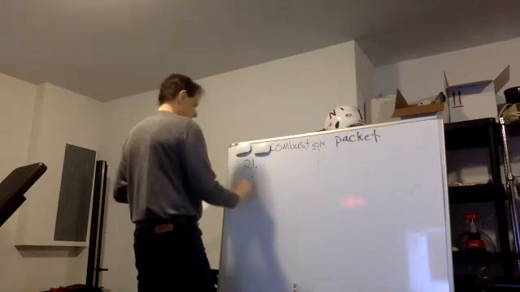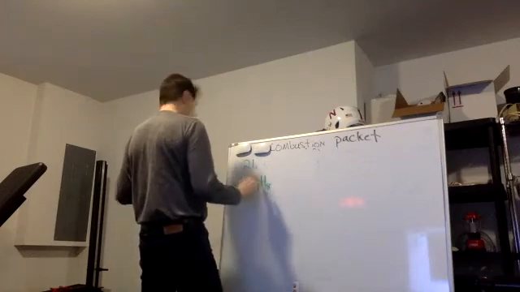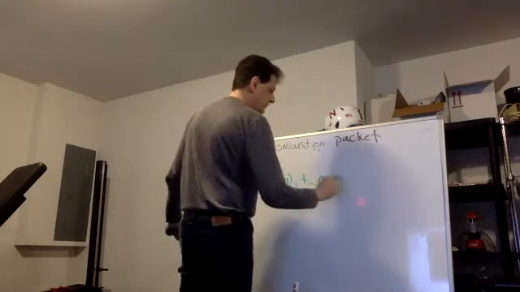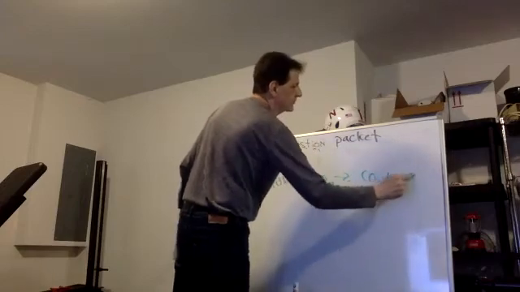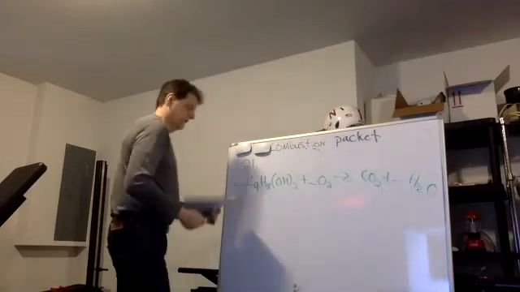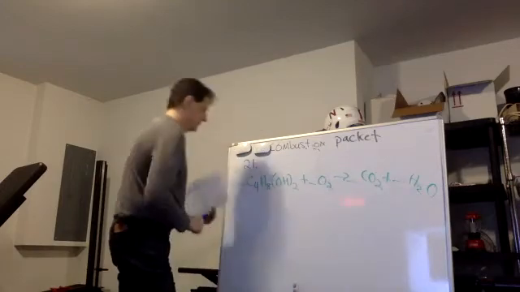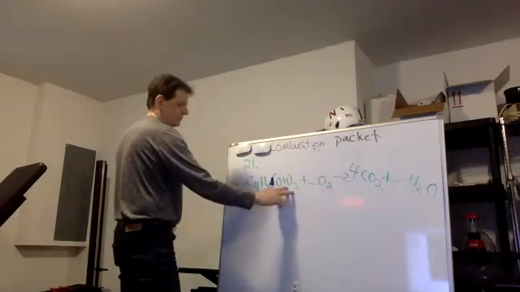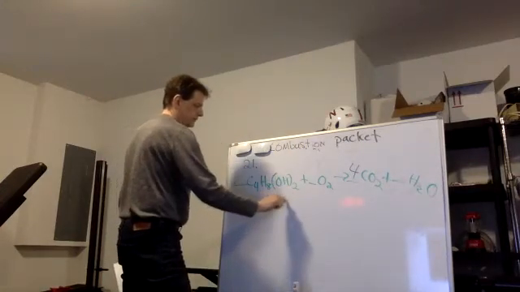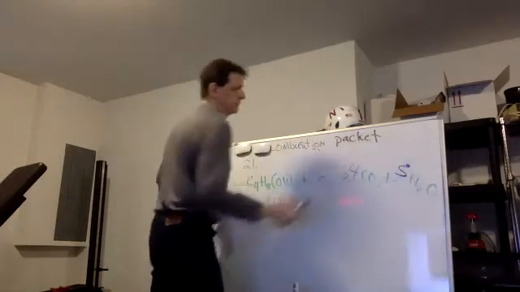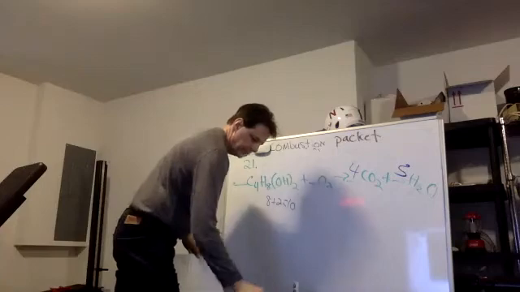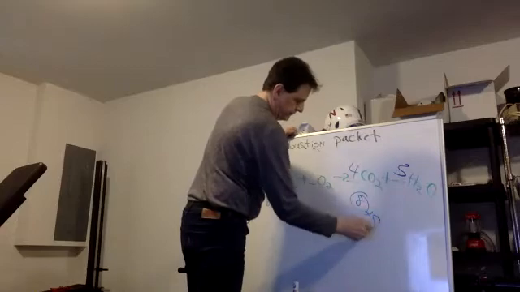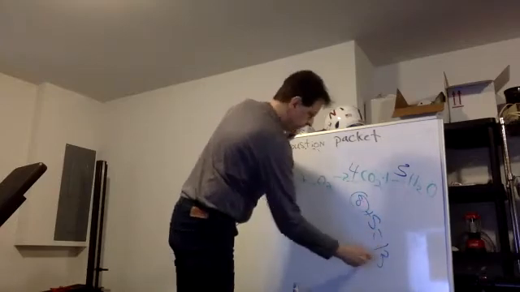C4H8, H2, plus O2 to CO2 plus H2O. All right, 4 carbons here. I gotta watch for my hydrogens because I got 2 here hiding. So 8 plus 2 is 10. So my need here is 5, which gives me 10. And then I go after my O's. 4 times 2 is 8. 5 times 1 is 5. So I get 13 there.